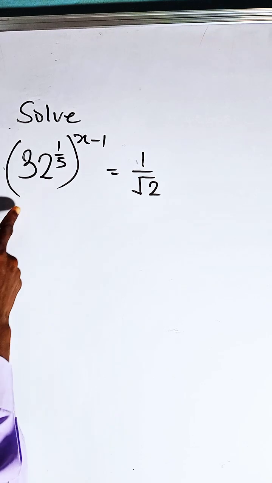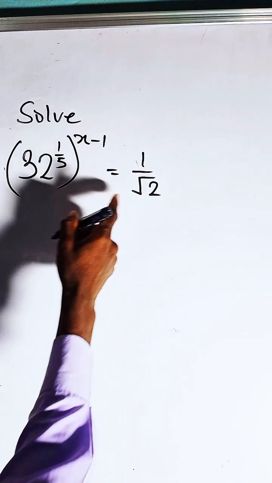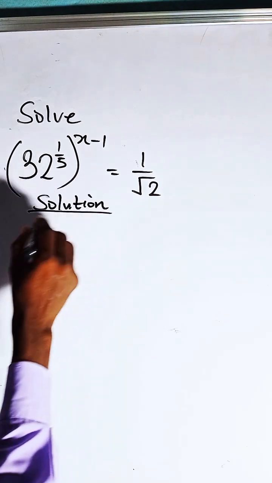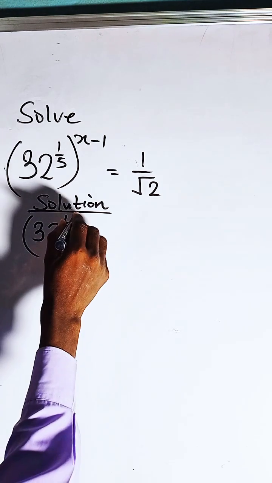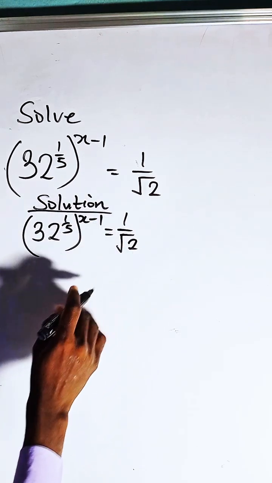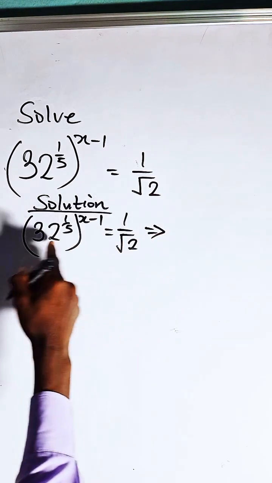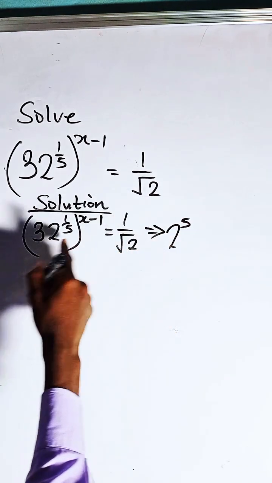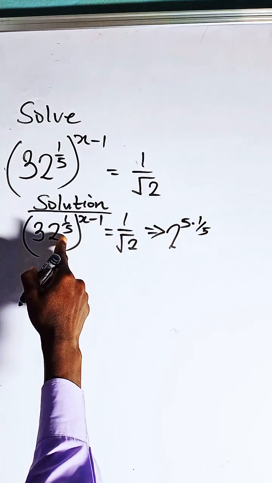Next, we have 32 raised to power 1 over 5, everything raised to power x minus 1, equals 1 over root 2. So how do we do this solution? For 32 raised to power 1 over 5 in the parentheses, raised to power x minus 1 equals 1 over root 2, we can write 32 as 2 raised to power 5, which is 32. Then we have 1 over 5 as the exponent to multiply by.